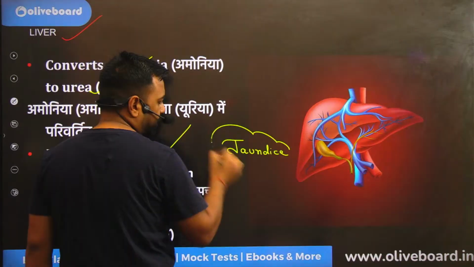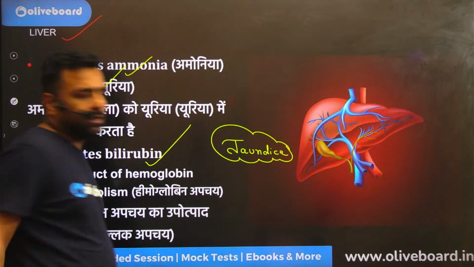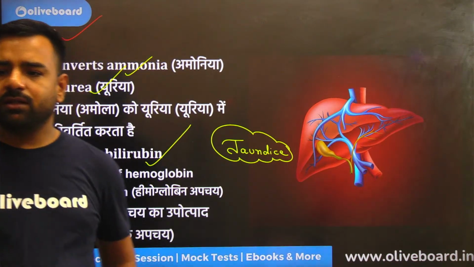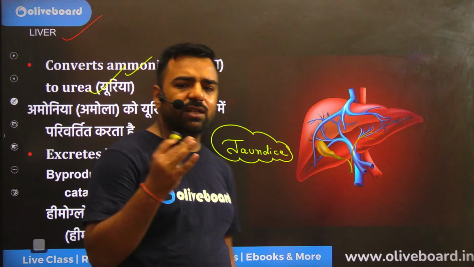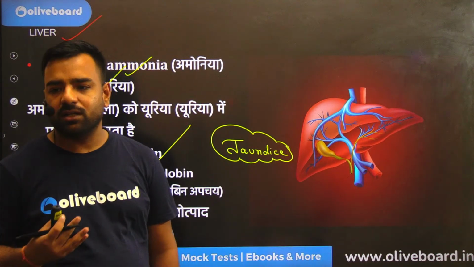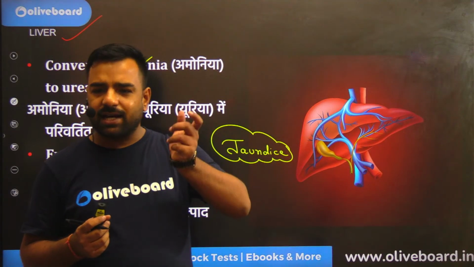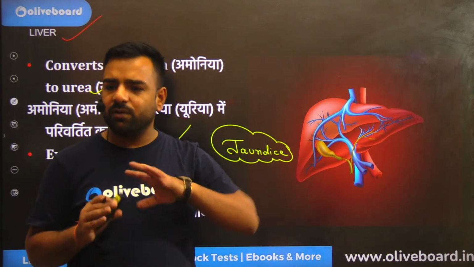Manishma, Rohit, Deepen, anyone? So here, jaundice is the issue in which our whole body becomes yellow in color, right? Not only our eyes but also our skin will become yellow. And what is the reason behind it?